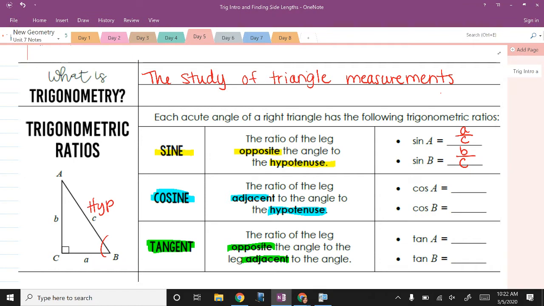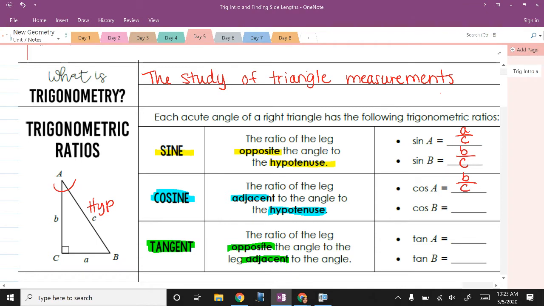All right? So cosine. Cosine is the ratio of the leg adjacent to the angle to the hypotenuse. So it's adjacent over hypotenuse. So for angle A, which side of the triangle is adjacent to A, which means it touches it, but it's not the hypotenuse? Yeah, side b over the hypotenuse. What is the hypotenuse for the triangle? Little c.